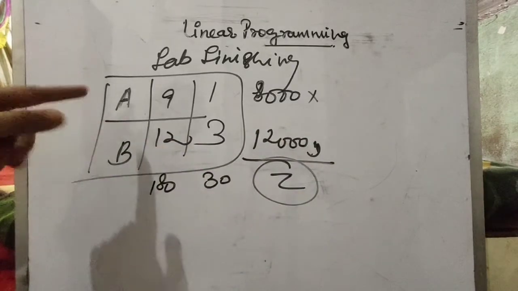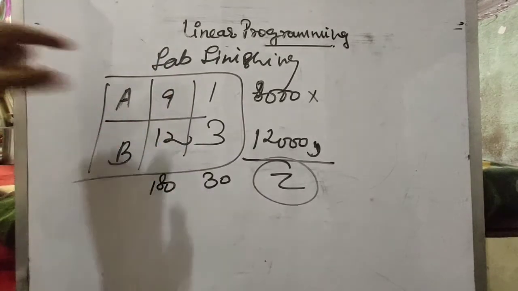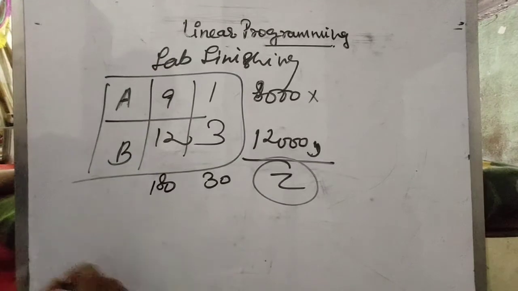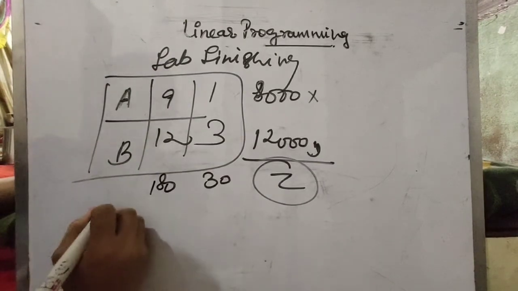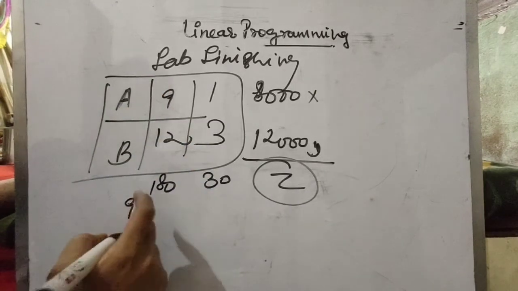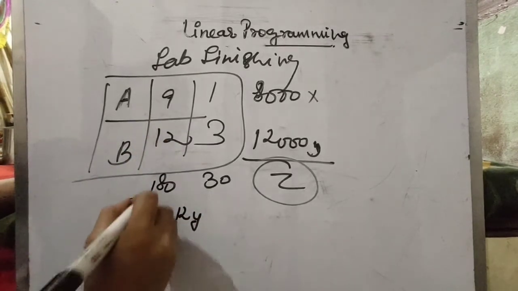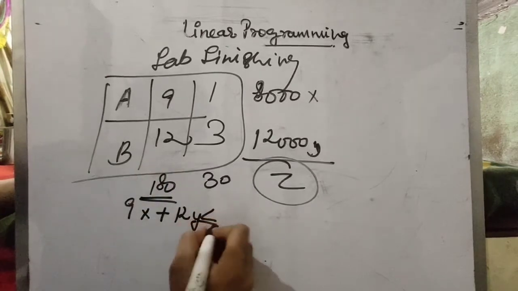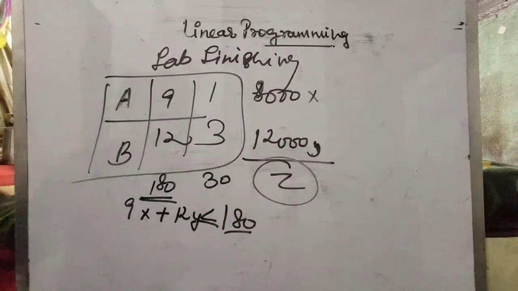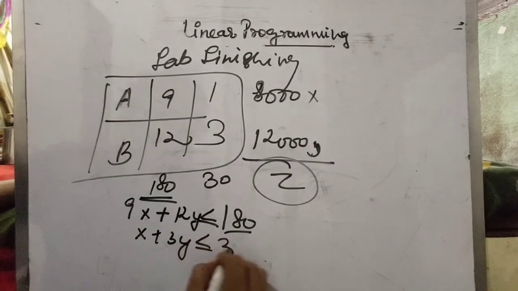Okay, so for model A you have X and this is for Y, which you will be using for fabricating. Now forming the equations, you are given 9 hours of fabricating labor for X, adding up with 12 hours of fabricating for Y, and you are given maximum hour availability, so less than or equal to 180. When you are given a maximum, you will use the less than or equal to sign. When you are given a minimum, you will use the greater than or equal to sign. Okay, so the next equation will be X plus 3Y is less than or equal to 30.